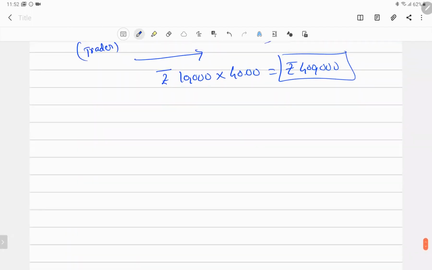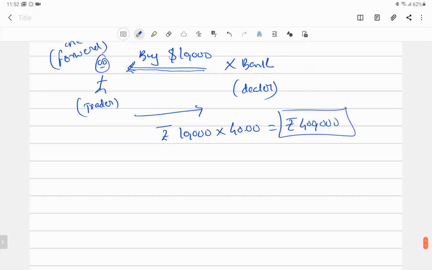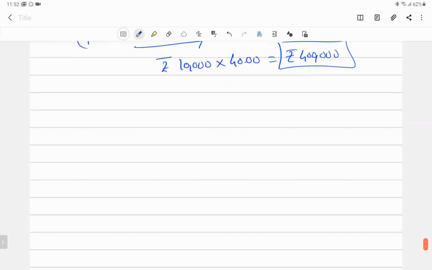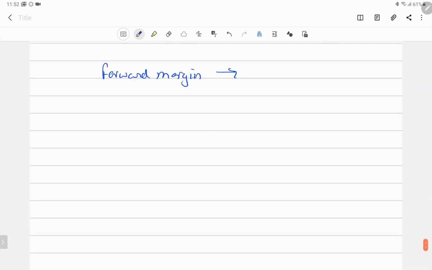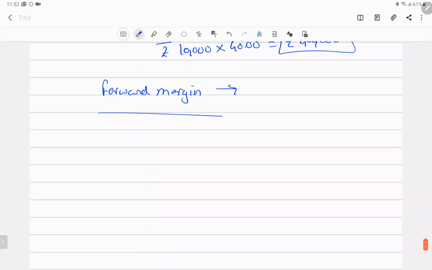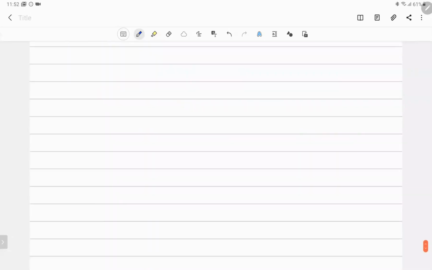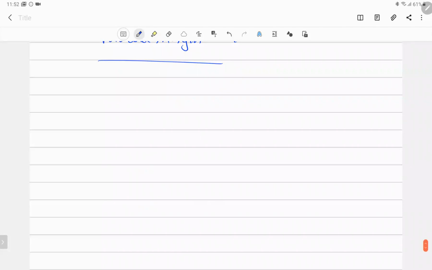So here, one more concept is the forward margin or the discount. You have to see whether there is a forward margin in your forward rate, whether the forward is at premium or at discount. Let me put it in a simple example, I will not complicate it. Then we'll get into more complexities.